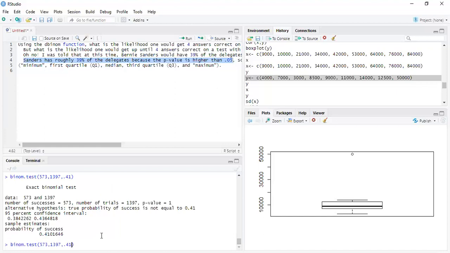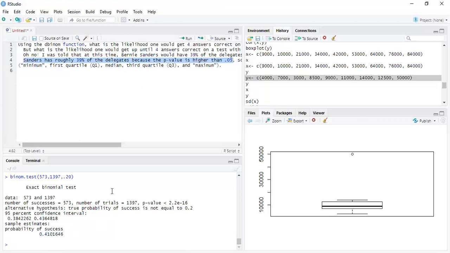But what happens if you say, for example, that 573 is only 20% of that, then you're getting a really low p-value and you reject it. We know 573 delegates out of 1,397 is not 20%. We reject it with extreme prejudice. The probability of success here, as we can see, is 41. So we have a test.